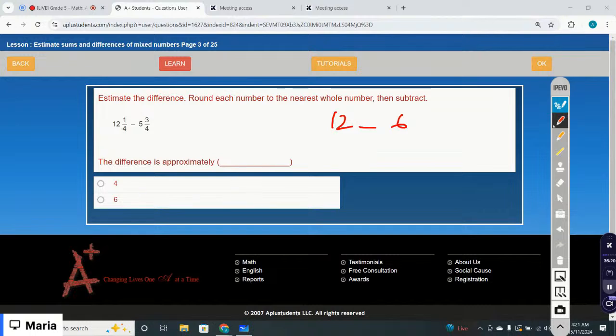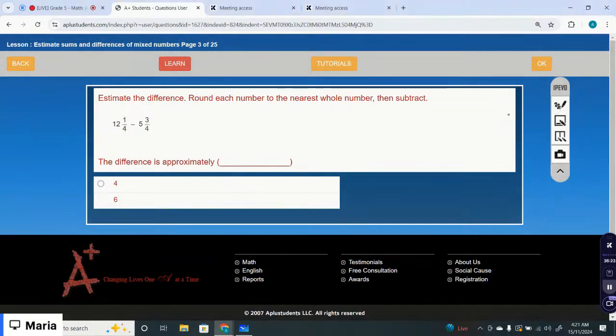Very good. 6 it is. Option number 2 is the correct option. That is 6.